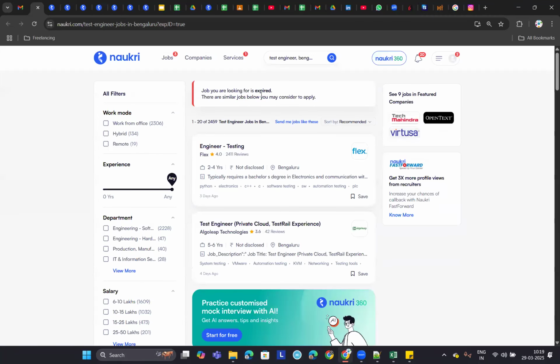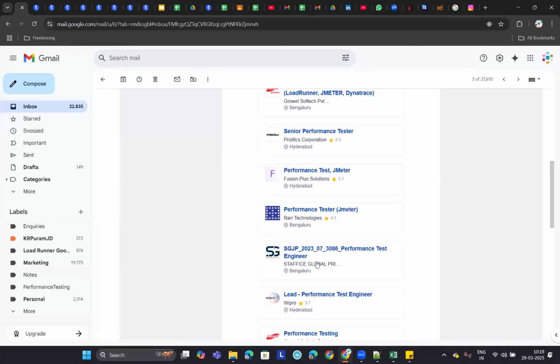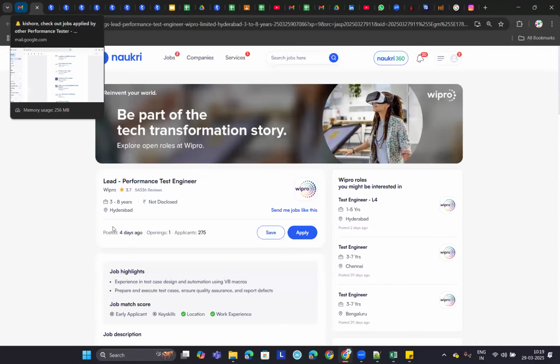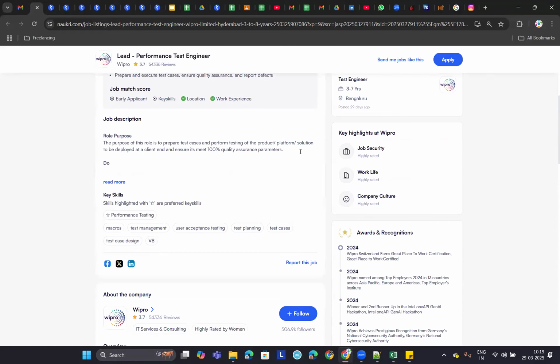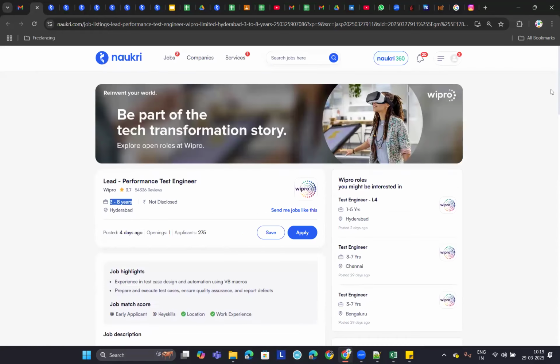And what is this one? I think this job has expired. Okay. Wipro having for 3 to 8 years of experience. Again, what is the tool? Primary tool, they did not mention, but it will be LoadRunner or JMeter only. Lead performance test engineer.